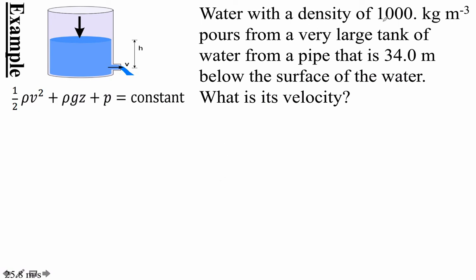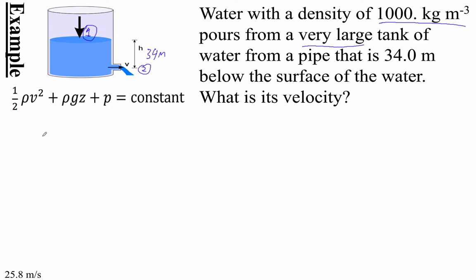Okay, so water with a density of 1,000 kilograms per cubic meter pours from a very large tank. Why it has to be very large, you'll find out in a sec. Water pours from a pipe that is 34 meters below the surface of the water. So this is 34 meters. What we'll do is make this right at the surface of this liquid. That'll be situation number 1, and this will be situation number 2.